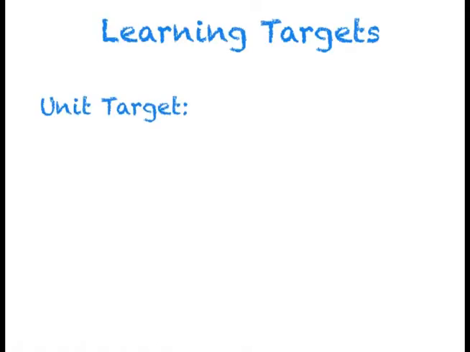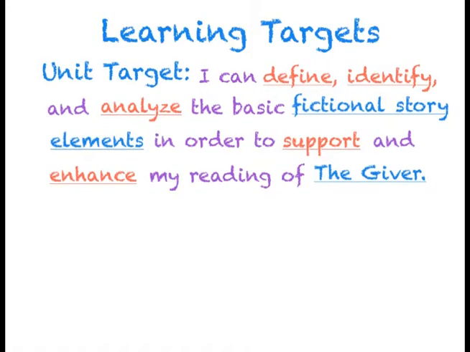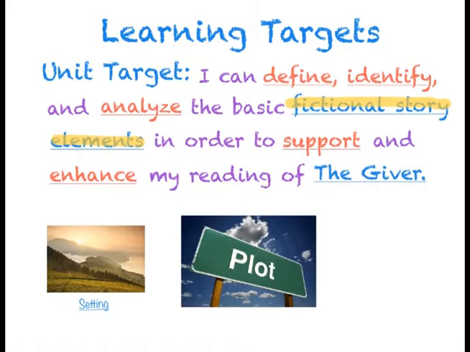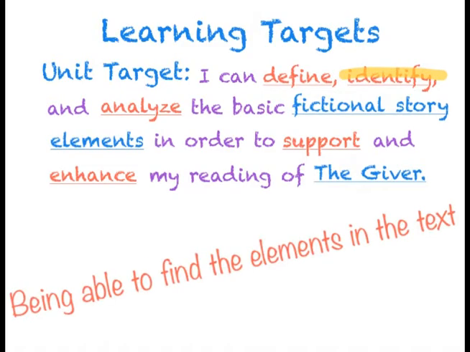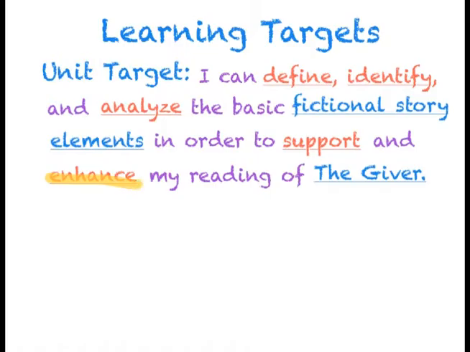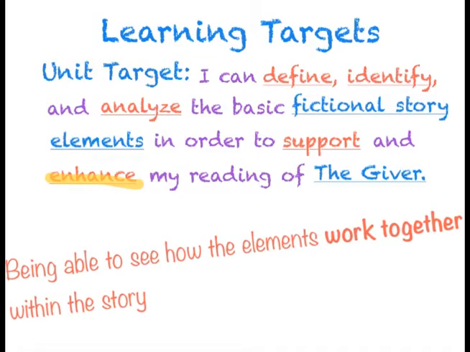Our unit target is I can define, identify, and analyze the basic fictional story elements in order to support and enhance my reading of The Giver. Which means, as we're reading The Giver, we're going to be looking at basic fictional story elements, things such as setting, plot, and characters, to name a few. We're going to work toward defining, or knowing what these things are, identifying, or being able to find these elements within the text, and analyzing, which means being able to see how these elements work together within the story.